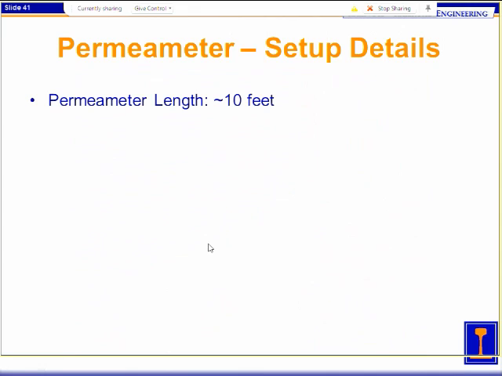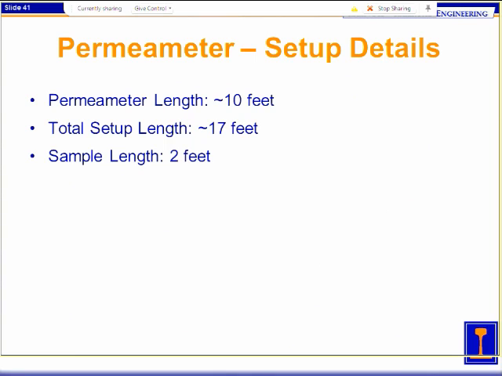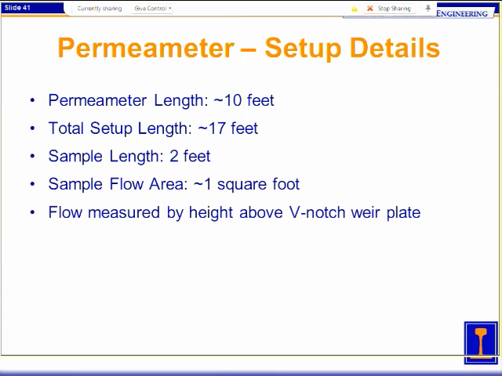So some setup details. Permeameter length is about 10 feet. Setup length, 17 feet. Sample length, 2 feet. Flow area is about 1 square foot. Flow is measured by the height above a V-notch weir plate at the end.